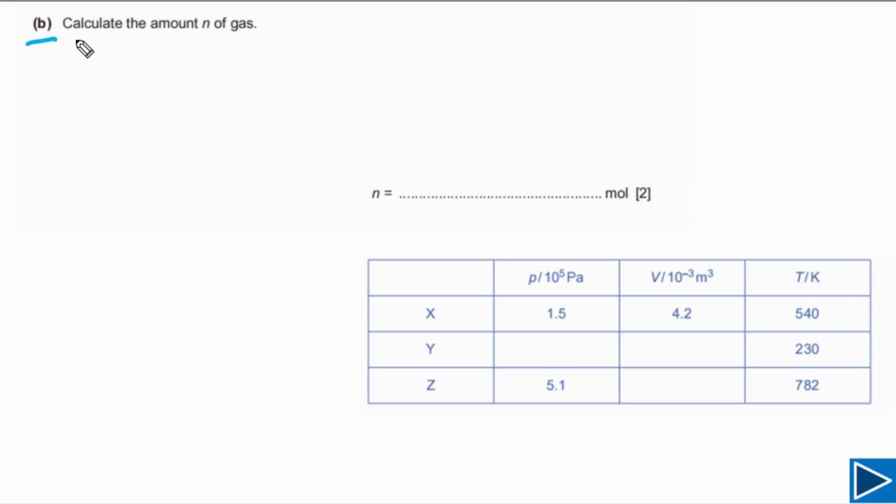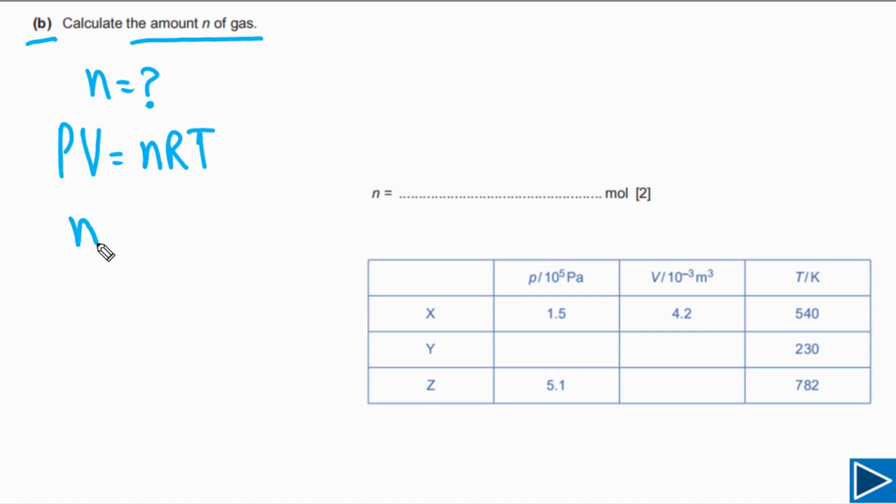For part B, question is asking us to calculate amount n of gas. Means question is simply asking us to calculate value of n, the number of moles. And we are talking about ideal gas in this case. For any ideal gas, PV is equal to nRT for any value of P, for any value of V, and for any value of T. So simply in this case, we need to calculate n, the number of moles. So simply we can rearrange n is equal to PV over RT.